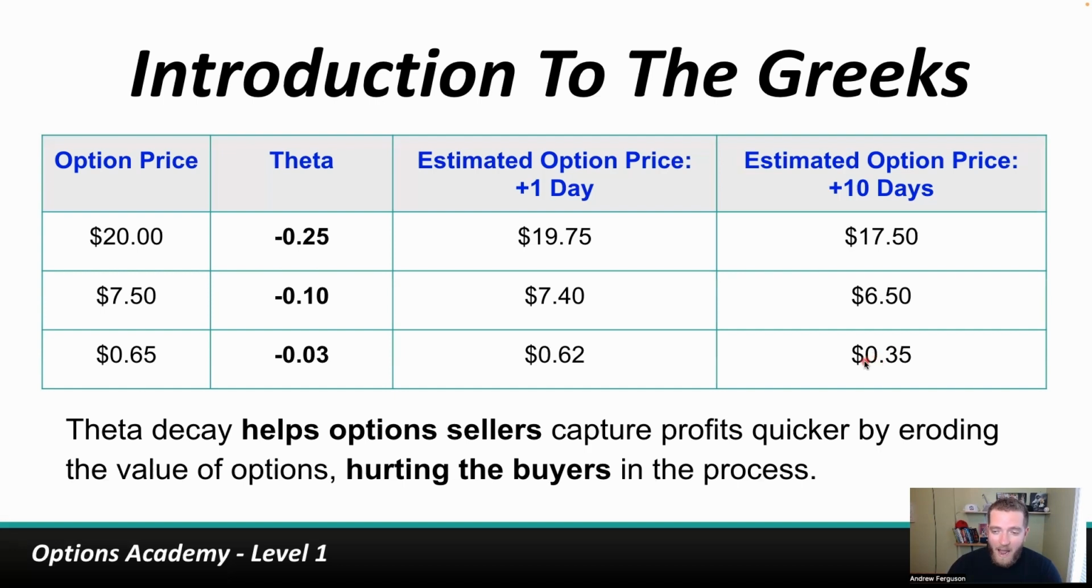If the stock happens to move the way you want it to, this impact of theta will be lessened. But if the stock price moves against you or doesn't do what you want it to do, you will get theta working against you negatively if you're buying options, and you'll have delta working against you negatively. So this could be $17.50 after 10 days, or even a little bit lower if the delta is working against you as well.